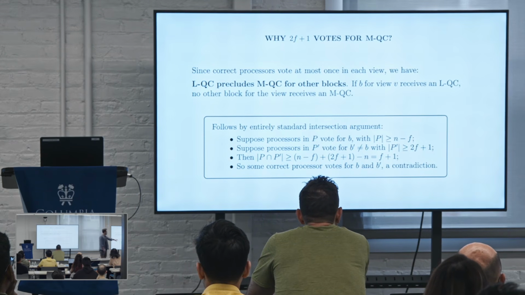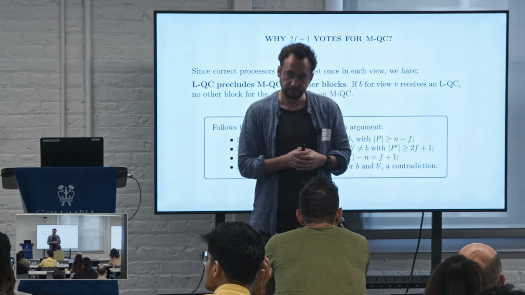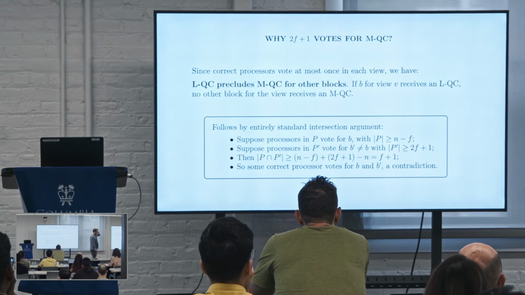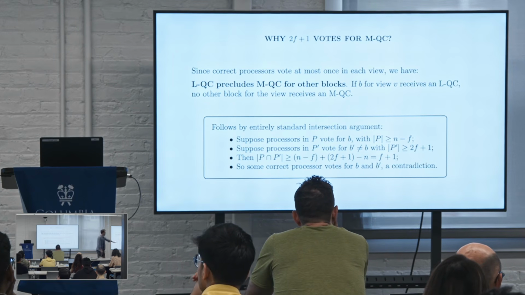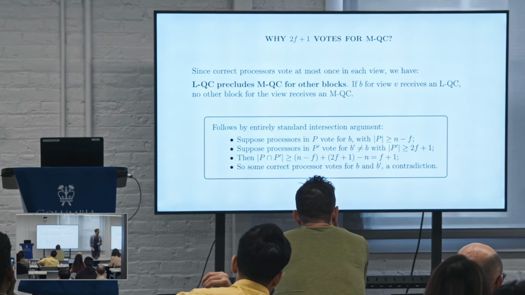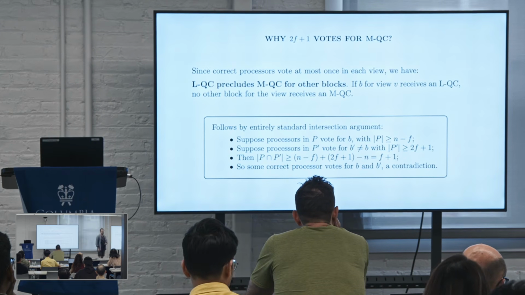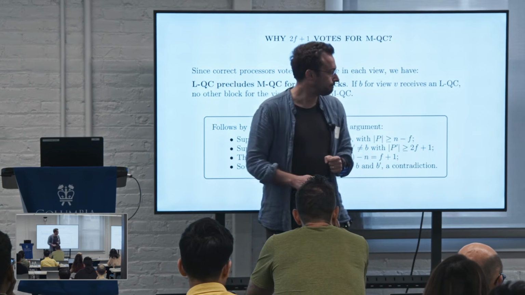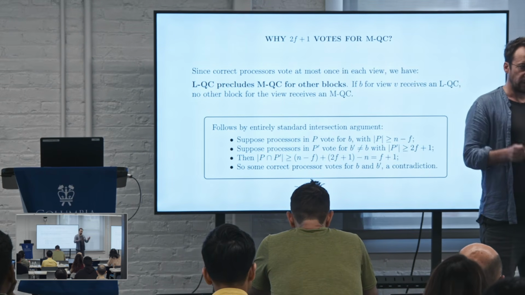Towards a contradiction, suppose otherwise. Suppose processors in P vote for B, and at least n minus f processors vote for it, so it gets the LQC. Suppose processors in P prime vote for another block B prime, and it gets the MQC, so it gets at least 2f plus 1 votes. Then you look at the size of the intersection, as in the standard form of argument. The size of the intersection is at least n minus f plus 2f plus 1 minus n, so the intersection has size at least f plus 1. So it has to contain a correct processor. But that means some correct processor votes for both B and B prime, and correct processors don't do that, so that's a contradiction.